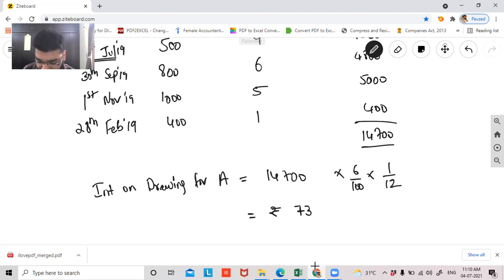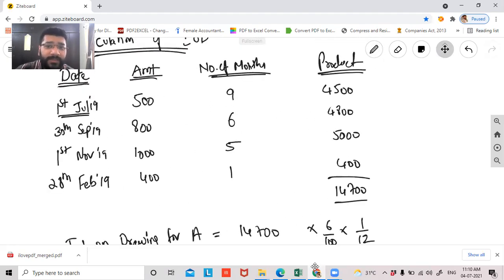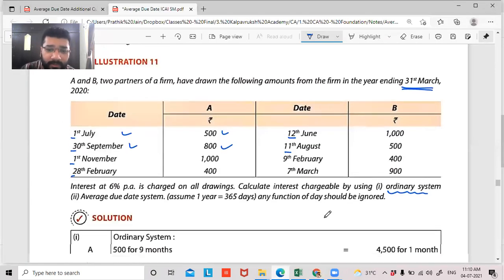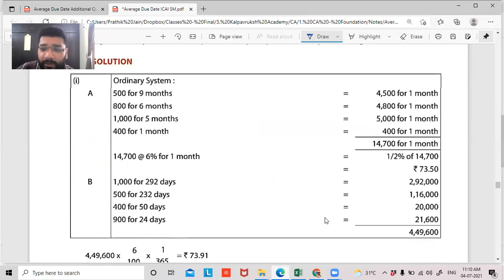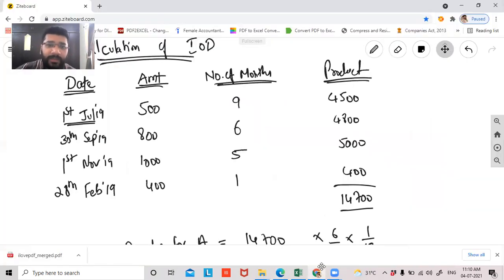14,700 into 6% divided by 12. Okay, 73.5 is the answer. Right, guys? Approximation error can be there, so that can be ignored, not a problem. So guys, this is the calculation. So what did we get here? 73.5. We've got the exact textbook answer because even they've used the month system. So it will be easy only.